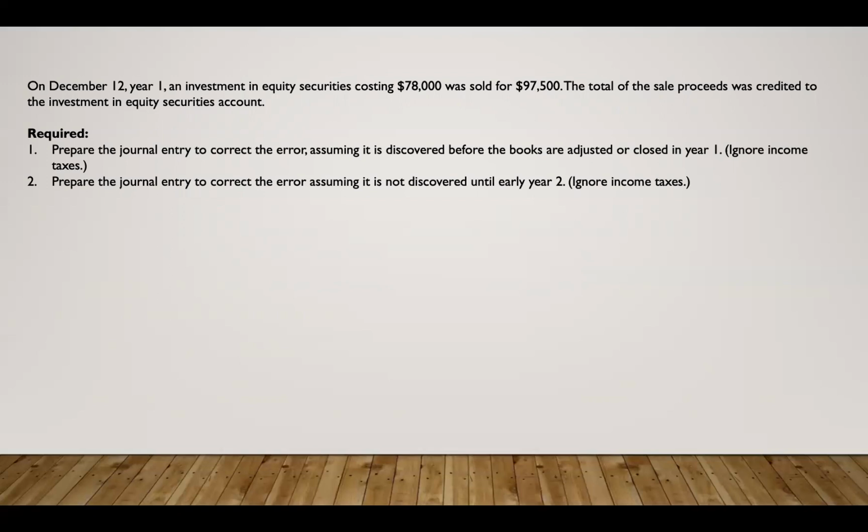For the mistake, the entire sales proceeds were credited to the investment in equity securities, so they didn't separate the gain from the rest of the proceeds. All right. So how do you fix it, depending on whether the book is closed or not? Okay, so here, case number 1, the book is still open. The mistake was discovered before the books were adjusted in the year. The second case, the book is already closed and you discover the mistake next year.